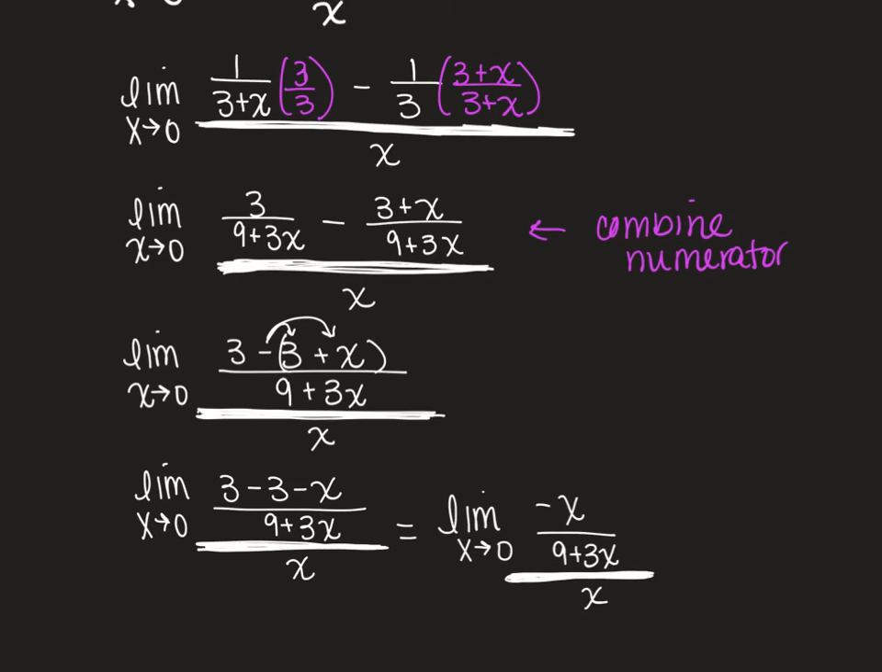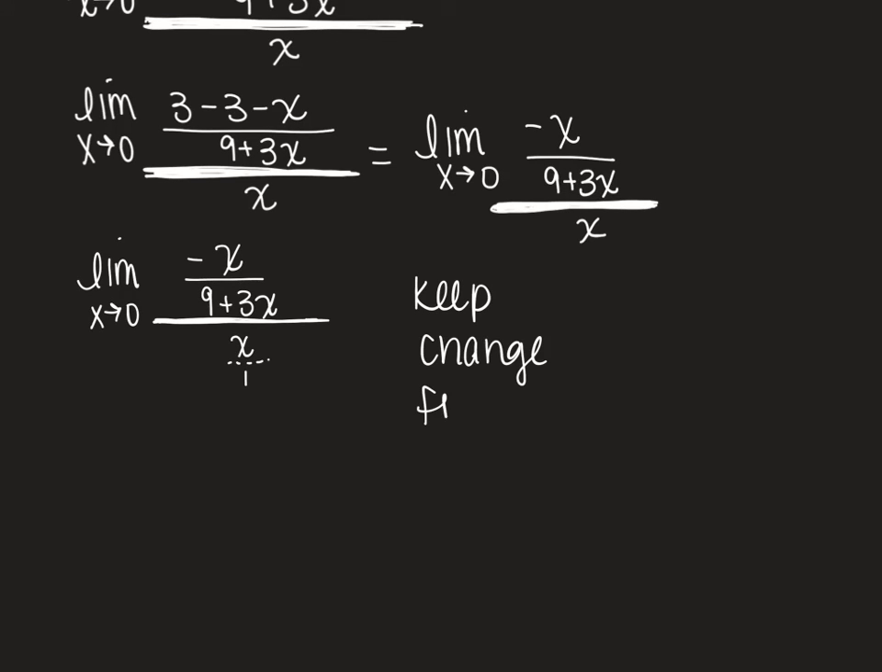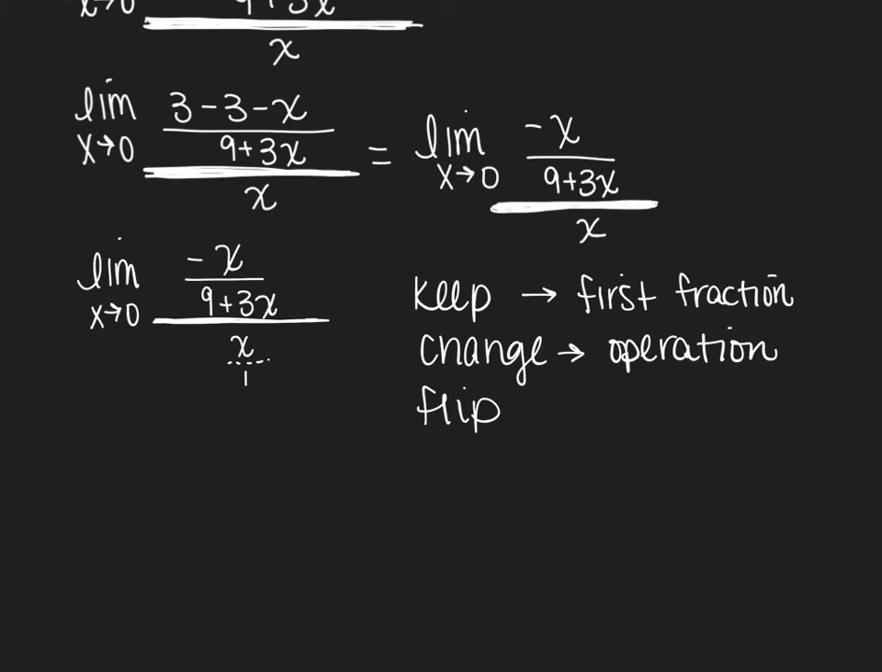So we can do something fun here that you hopefully remember, or if you've never learned it, I hope you're excited to do that. We have a phrase called keep, change, flip, and we use that when we're dividing fractions. So this is technically a fraction being divided by another fraction because this x is really like over 1. That's kind of understood to be there. So we're going to do keep, change, flip. You do this when you're dividing fractions. You're going to keep the first fraction, we're going to change our operation, and then we're going to flip the second fraction. Hopefully that's a nice little throwback to when you learned fractions for the first time.